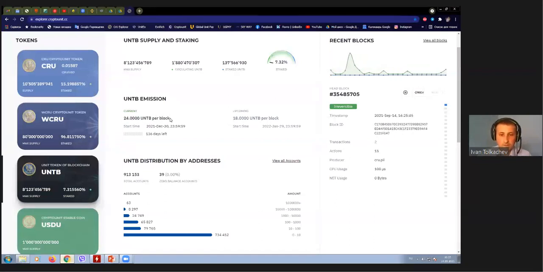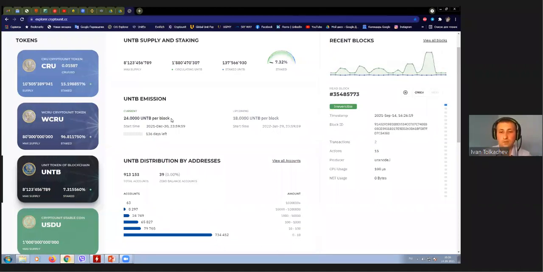How do you become a holder of UNTBs? First of all, you can stake WCRUs, frozen, unfrozen, and unfrozen CRUs. Currently, for every block, 24 UNTBs are mined, produced, which makes it 48 UNTBs per second for 131 days. And then it will get reduced to 18 UNTBs per block.